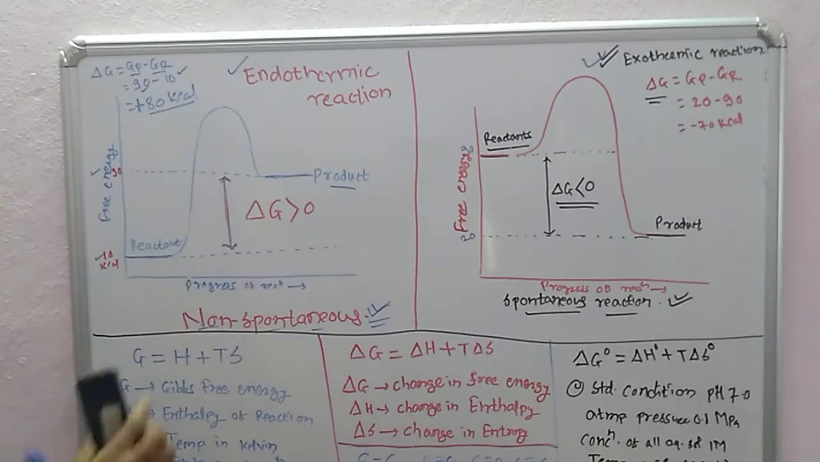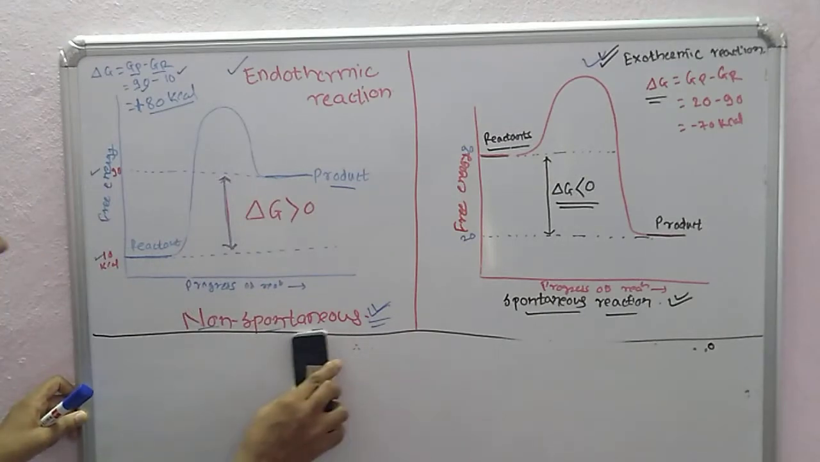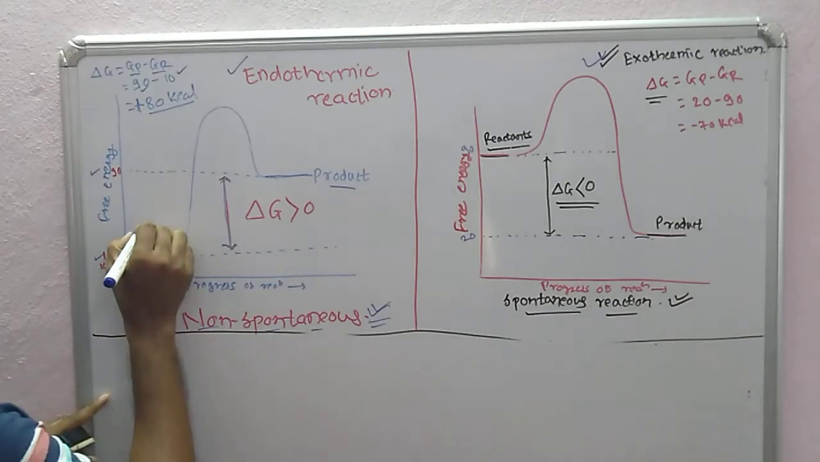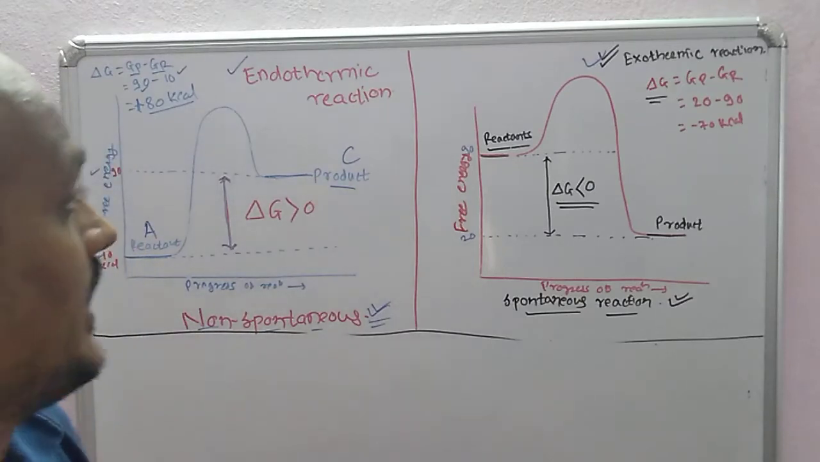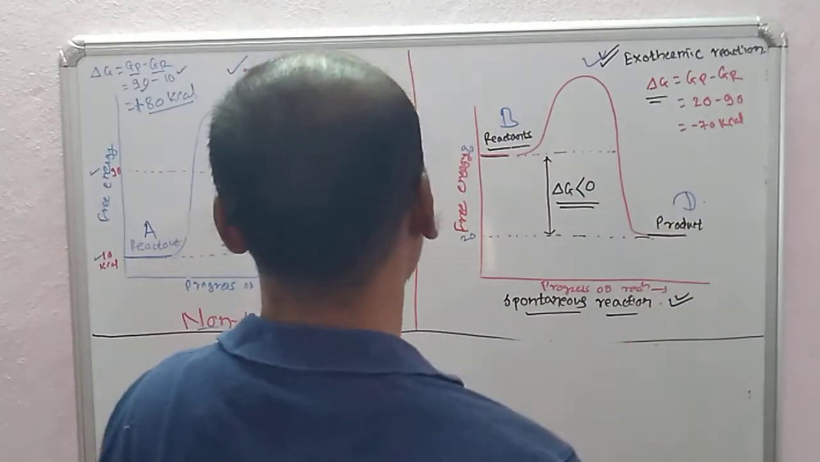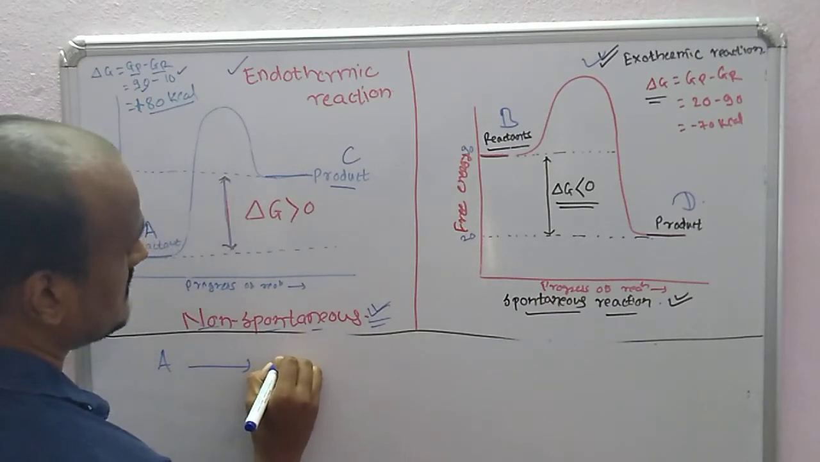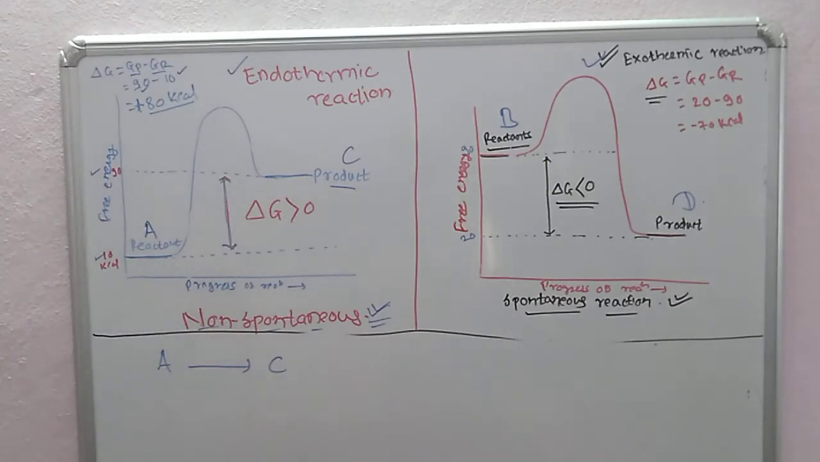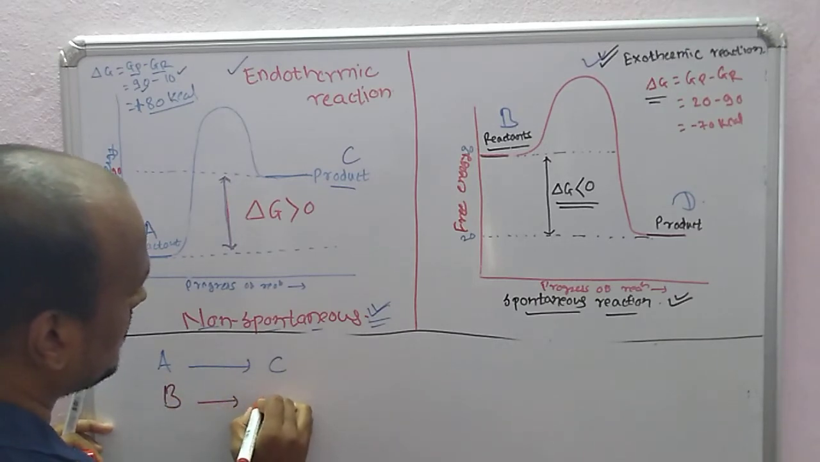So in this case, there is a concept of energy coupling. What is energy coupling? For example, this reactant is A and it is getting converted into C. And the next reactant we have is B, and it is getting converted into D. So basically we have A getting converted into C, and the other thing we have is B, which is getting converted into D.